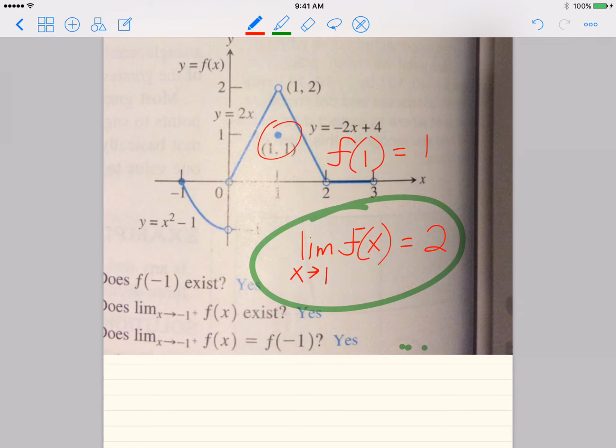With the same idea, I want you to try to answer 14, 15, and 16. And in the next video, I'll go on to number 25 through 28, those kinds of questions.